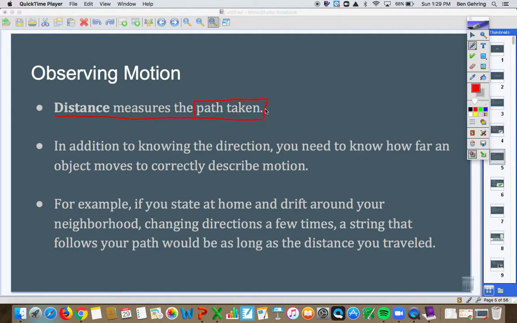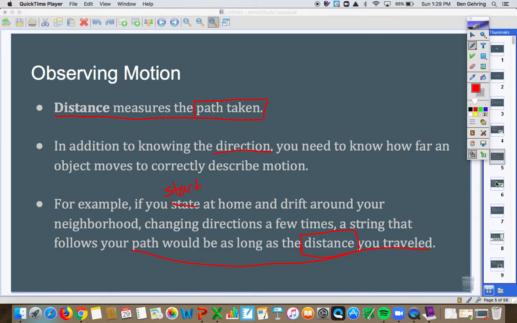But in addition to knowing distance, we need to know direction. There's got to be a direction involved in that too. So, for example, if you start at home and drift around your neighborhood, changing your directions a few times, and we attached a string to you, or we had you walk through paint before you started going, your footprints would show the path that you traveled, which would be the distance that you traveled around your neighborhood. It would be either that string or your footprints with paint. And that is distance.